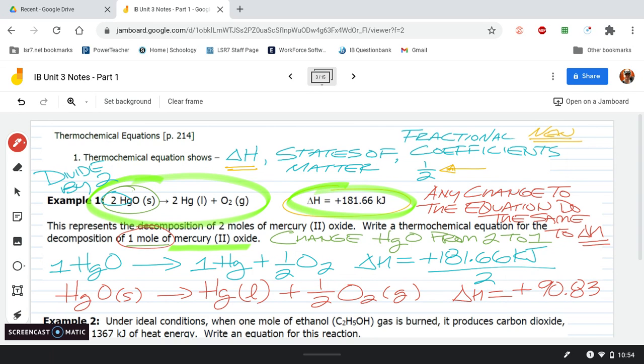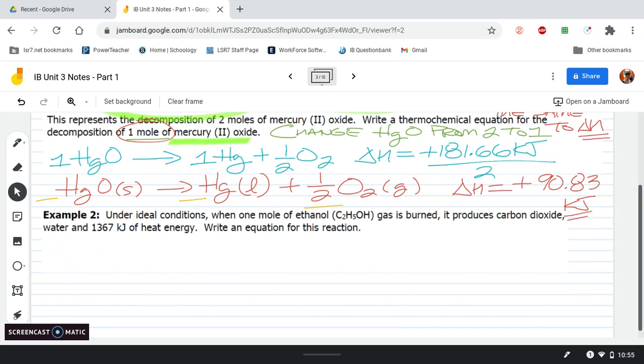90.83. And then delta H values are kilojoules, but they're technically kilojoules for each of these values here. So you get 90.83 kilojoules for 1 mole of this, 1 mole of this, and 1/2 a mole of that. So that's what that means. So if you have these exact chemicals, you're going to get 90.83, but that's only for 1/2 a mole of oxygen. So, okay. So slide down here.